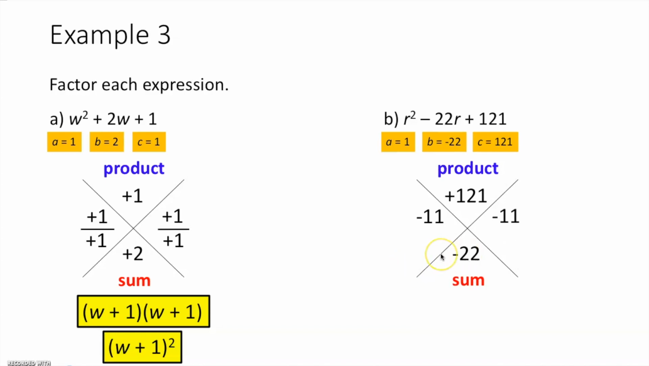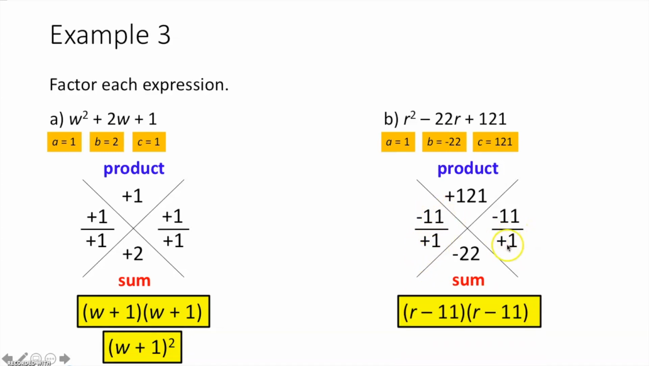So we divide each of those by our a value, create two sets of parentheses, and in the first one we go bottoms up, 1r minus 11. In the second set of parentheses, same thing, 1r minus 11, or r minus 11. Since they're the same thing, we could technically rewrite this as r minus 11 squared, which is exactly what we got when we did our shortcut.